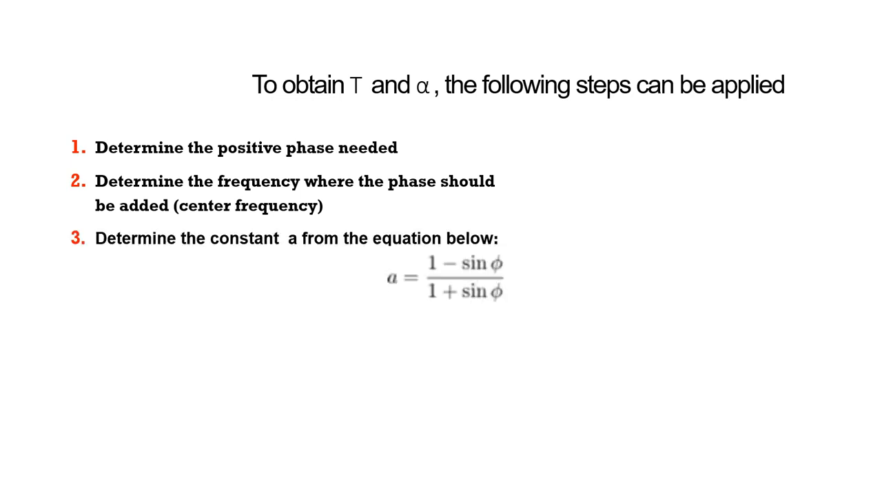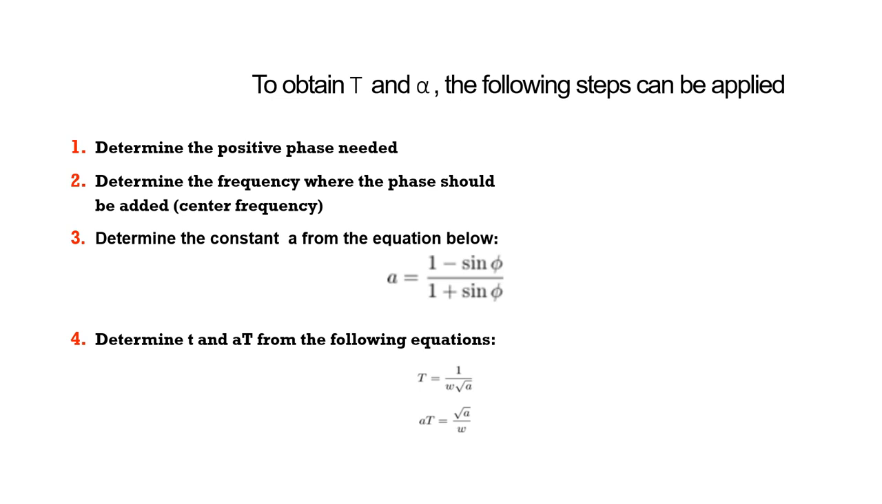Now we should determine our constant A from the equation below. A is (1 - sin φ) / (1 + sin φ). As we know, φ refers to the desired phase margin. Our phase margin will be 70 degrees, which will give the value of A around 0.031. Now we should determine T and AT from the following equation. T is equal to 1 / (ω√A), where ω is the frequency and A is the constant.